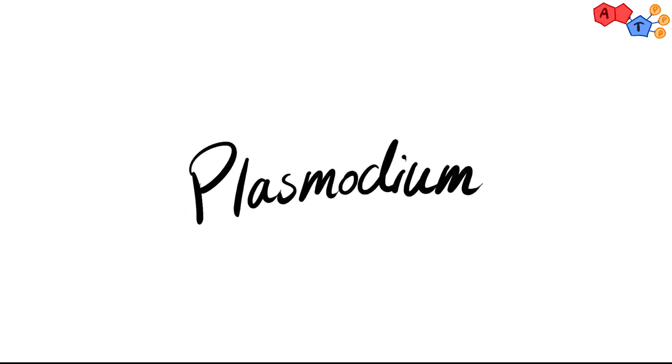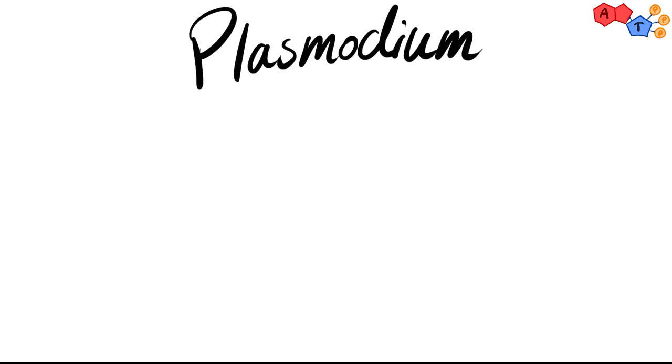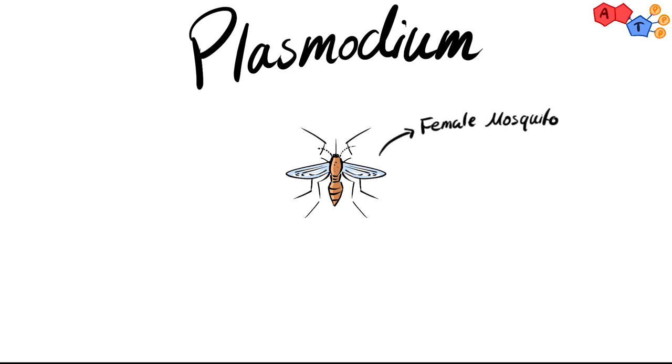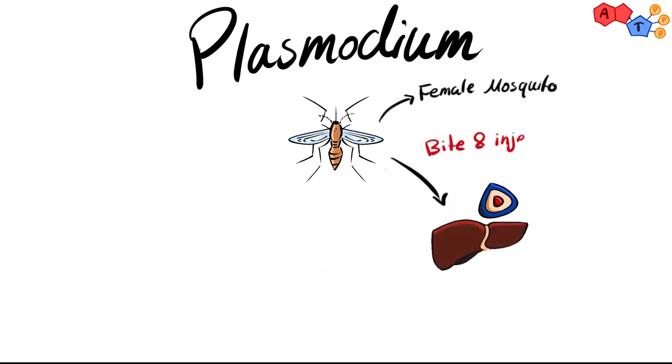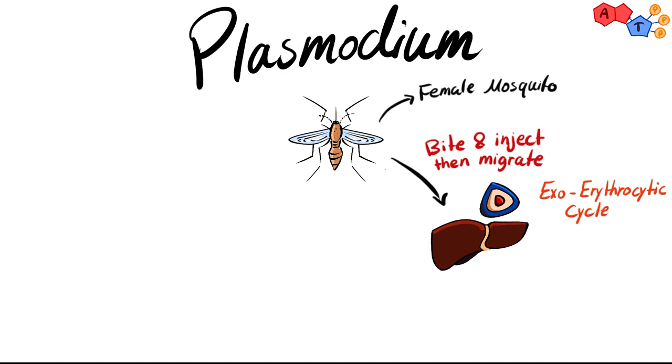Lastly is an important type of sporozoa, which is Plasmodium. Plasmodiums are the main causative agents for malaria, which is a really serious disease. The life cycle starts with the female mosquito, where sexual reproduction takes place between the male and female gametocytes. After that, the mosquito bites and injects the sporozoites into the host. These sporozoites migrate to the liver, and this is referred to as the exoerythrocytic cycle, because the sporozoites haven't invaded the red blood cells yet.